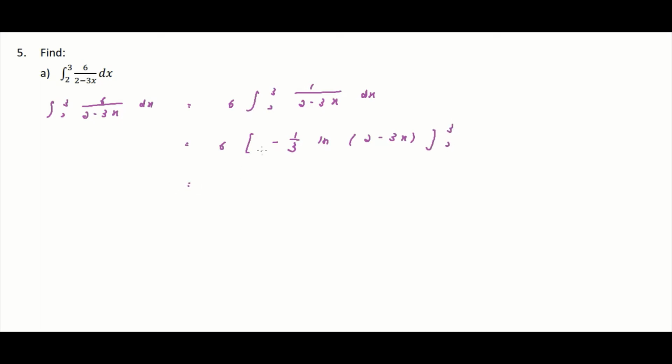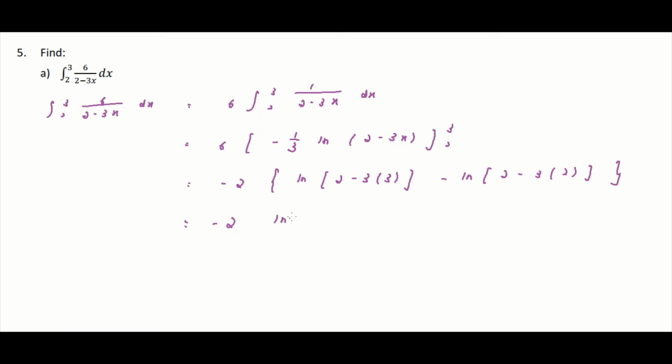Okay, so now you can take out the constant first so that you do not need to deal with the fraction later. So now you have natural log, then you need to substitute. Maybe let me try to use the other bracket. Okay, natural log for 2 minus 3 multiplied by 3. Okay, then the other one is minus natural log 2 minus 3 multiplied by 2. Okay, so equal to negative 2.